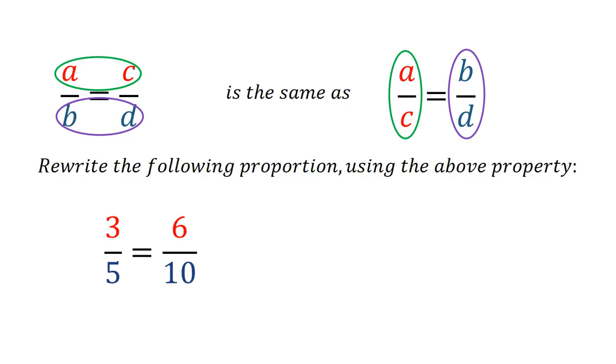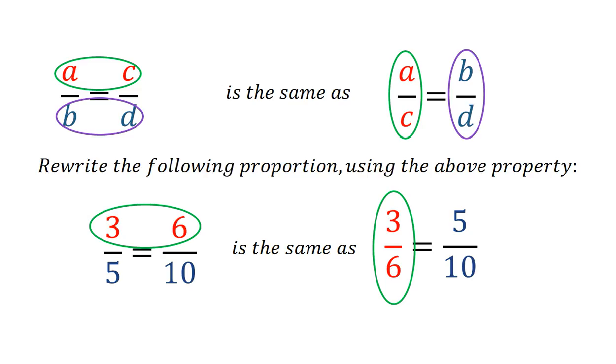We have 3 over 5 is equal to 6 over 10. So that's going to be the same as, so the 3 and the 6 are grouped together horizontally, so now we want to group them vertically, and then the same thing with 5 and 10, they're grouped horizontally, so we want to group them vertically. So this is going to be our new proportion. 3 over 6 is equal to 5 over 10. And notice once again how the grouping still kind of stays the same. The 3 and the 6 still go together, and the 5 and 10 go together.